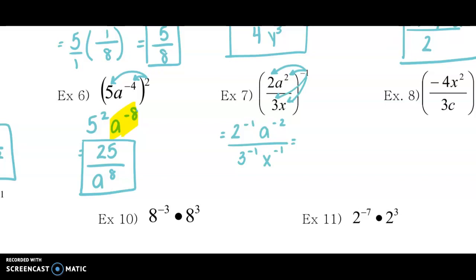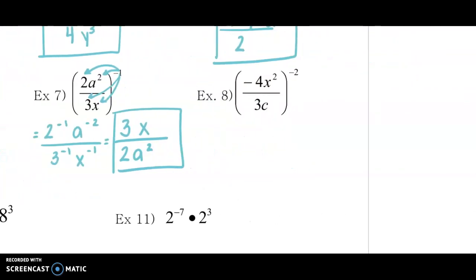Okay, so now if you look at it, everything here is an issue. It's all a negative exponent. So if we start with the top, 2 to the negative first is going to come to the bottom, be 2 to the first, which is just going to stay 2. A to the negative second is going to come to the bottom and become positive. Then we deal with the denominator. 3 to the negative first will have to come up top, become positive. X to the negative first will come up top and become positive. You can write to the first power, but you do not have to. Just 3x would be totally fine. Okay?